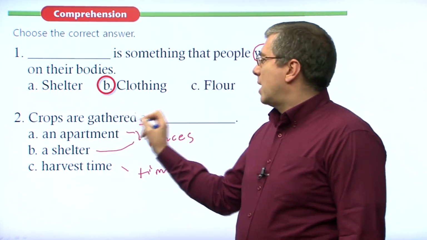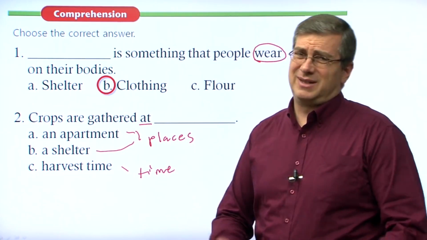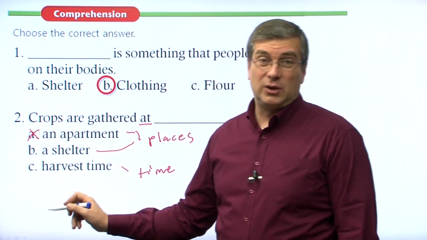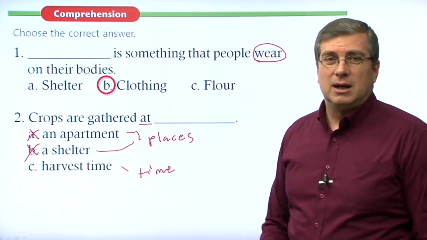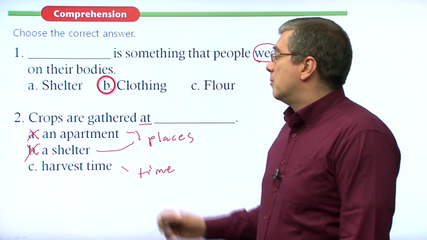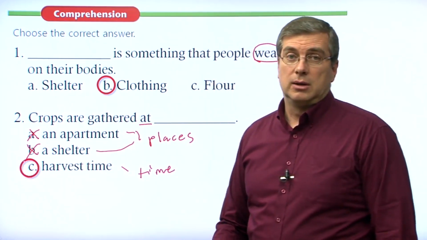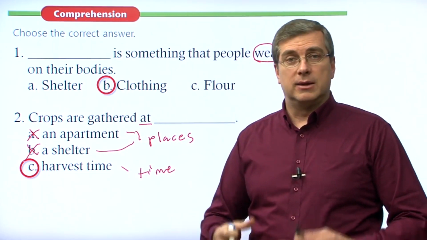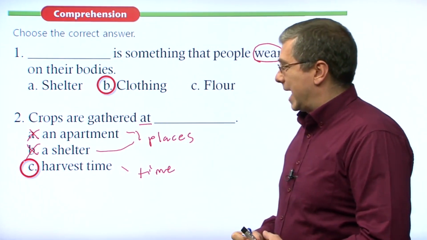But think about it. Crops are gathered at an apartment. Do people grow crops at an apartment? That's silly. That's strange. Of course they don't. Do people grow crops at a shelter? A shelter is a type of apartment. So no, again, you wouldn't do that. Many people live in houses. They don't grow crops at their houses, right? But crops are gathered at harvest time, sure. That's when the crops are ready, the food is ready, the plants are ready to be eaten, so people will gather the crops.